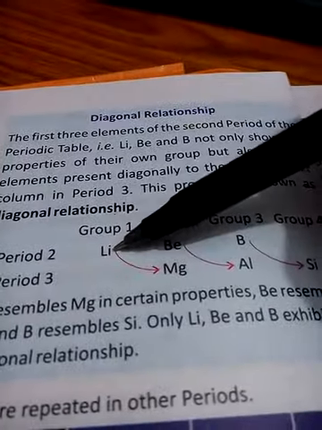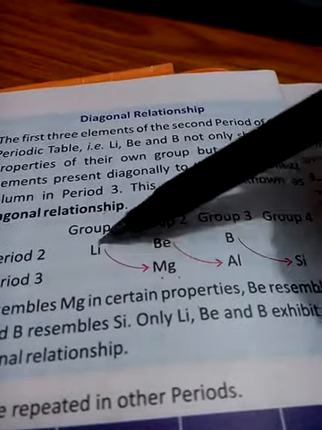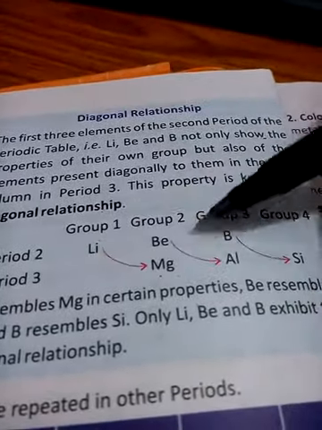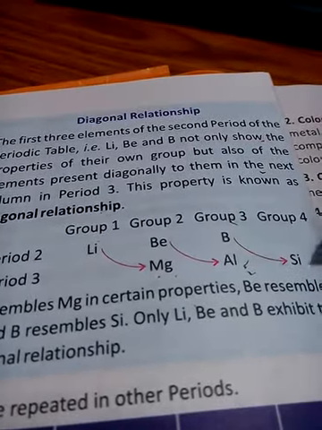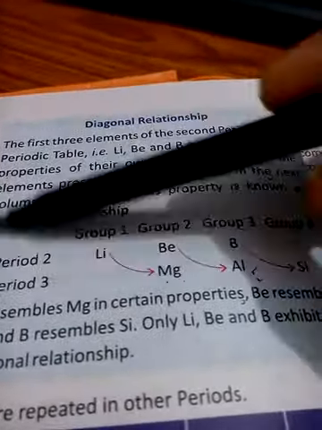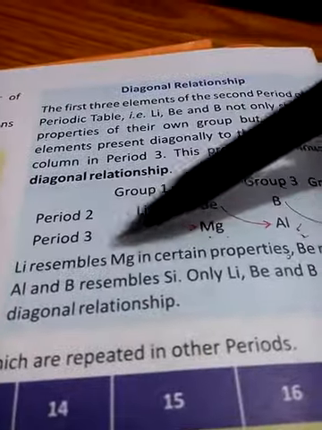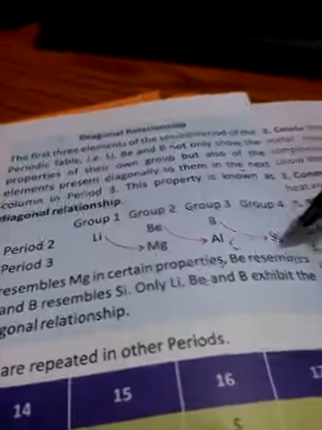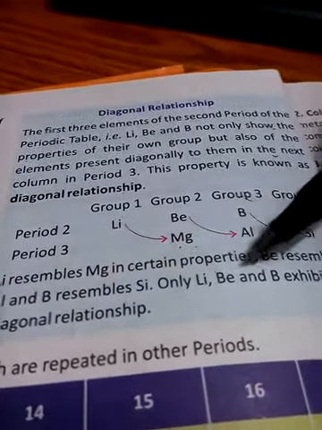So lithium, diagonally, is with magnesium, so they show similar properties. Beryllium also shows similar properties with aluminium. Boron also shows similar properties with silicon. So these elements are known as bridge elements, and the relationship is known as diagonal relationship. Lithium resembles magnesium in certain properties, beryllium resembles aluminium, and boron resembles silicon. Only lithium, beryllium and boron exhibit the diagonal relationship.